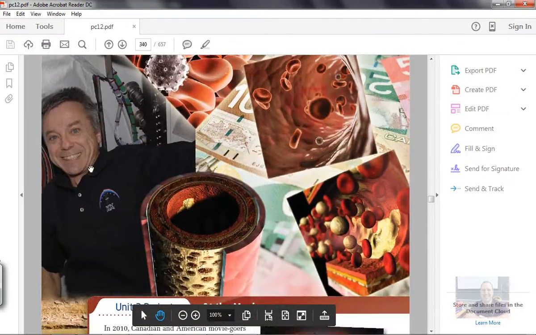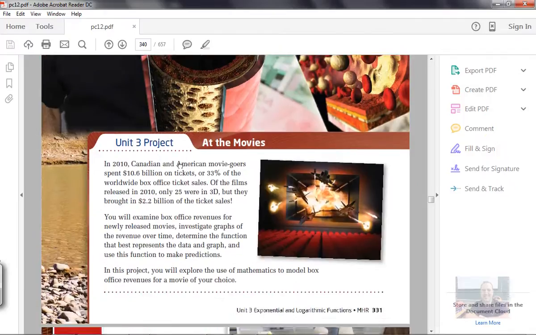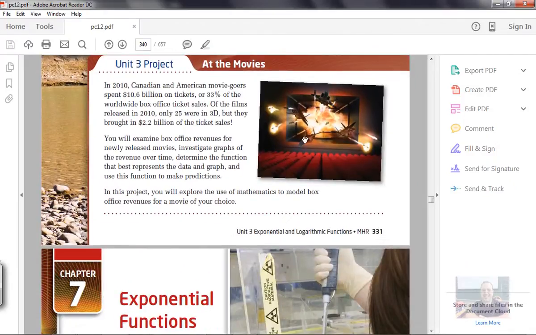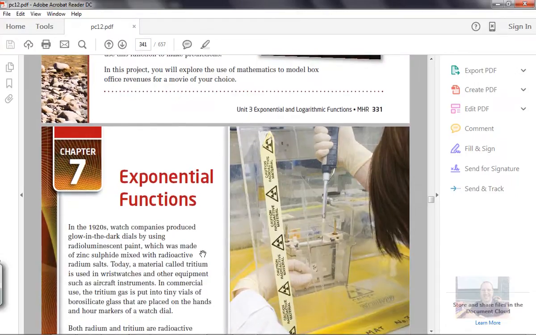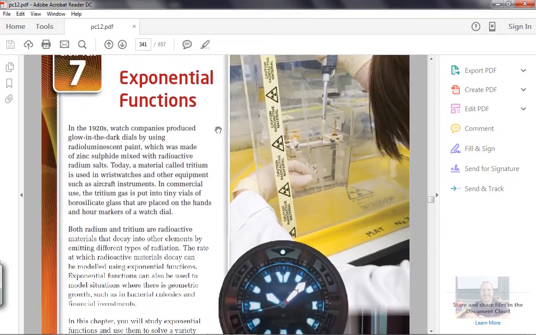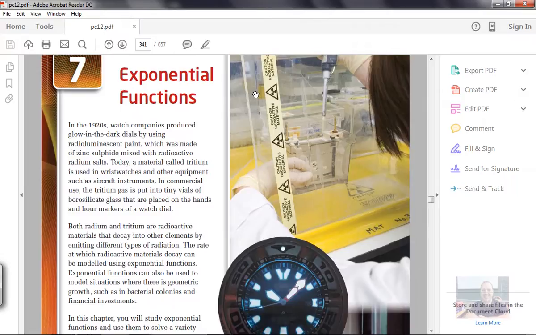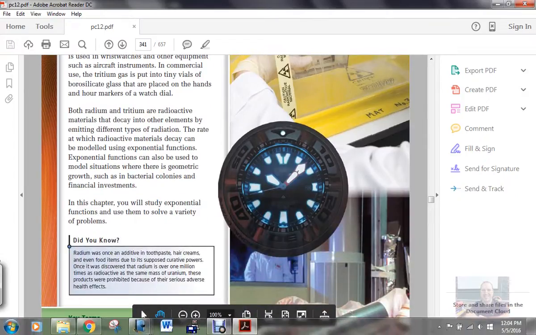All right, so that guy's pretty happy about exponential functions. That's great. This looks like some kind of military, I don't know, what is that? That's weird. A movie, 3D movie maybe? I don't know. It's probably explained here. 3D movie. Okay. Okay, so exponential functions. Let's cut to the chase here.